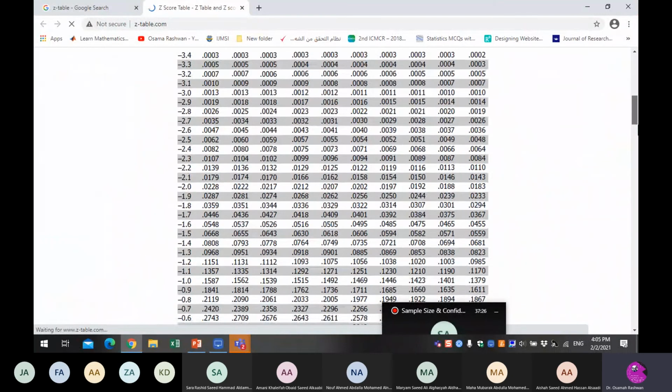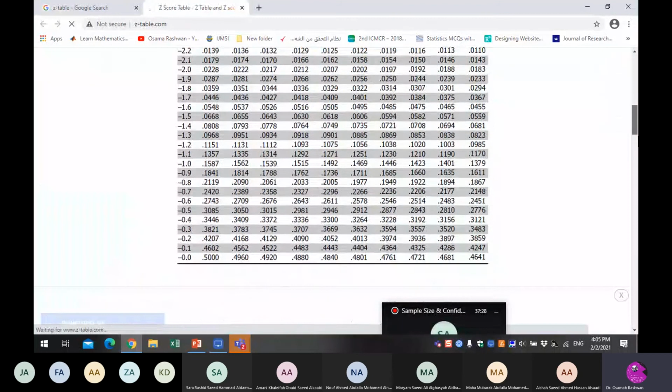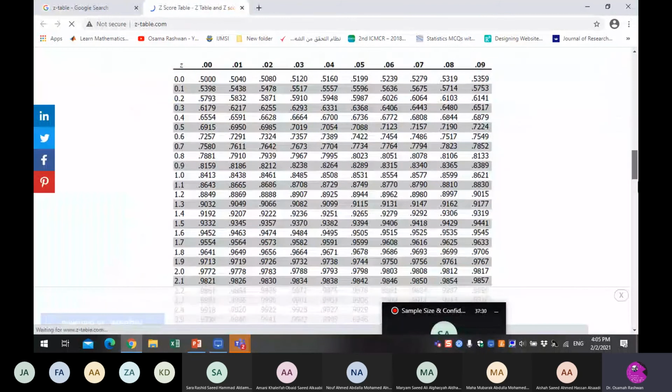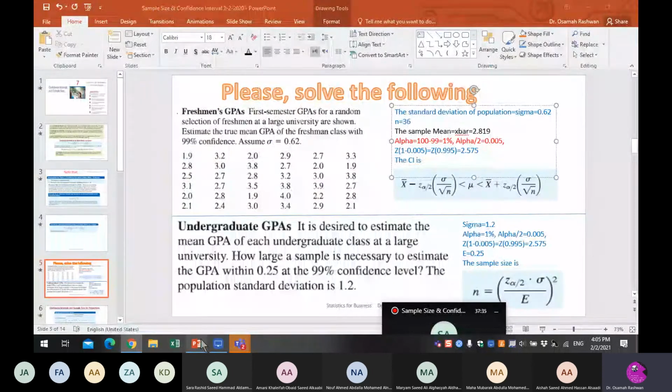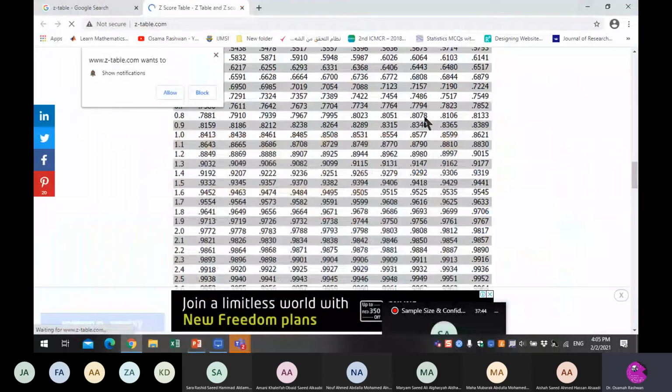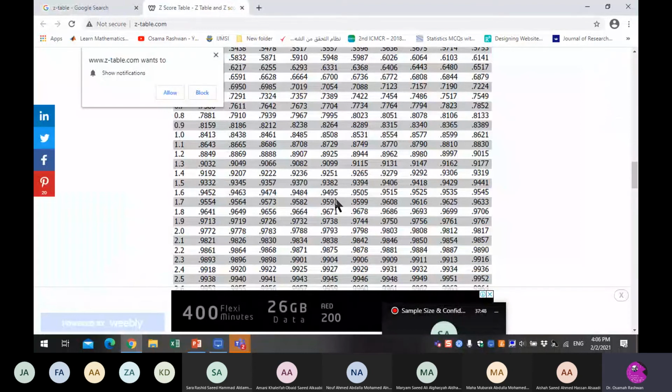This is your table, right? So this is the negative one. I'm looking for the positive one. Why am I looking for the positive one? Because the value of the probability is bigger than half, right? If I am over 0.5, I have to go for z positive. Do you have 0.995 here? Just concentrate with me. 0.995.